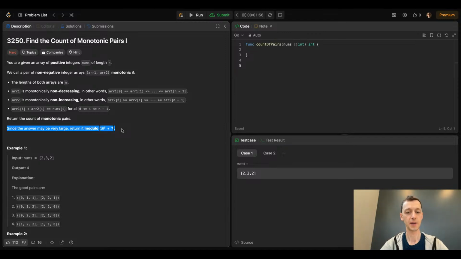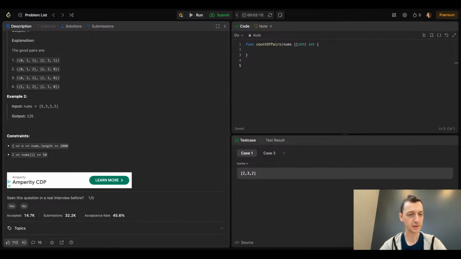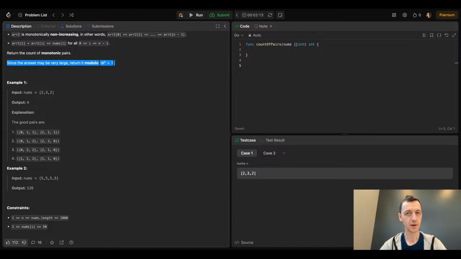I need to ask Gemini what that means. I kind of understand. Since the answer may be very large, the number of monotonic arrays. What do you mean? So explain this. Yeah, let me just ask the question.